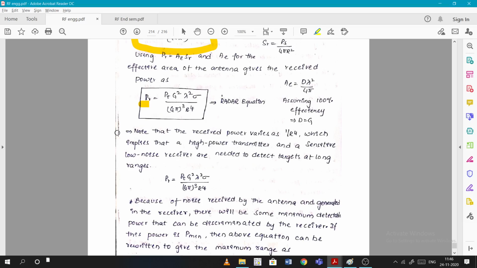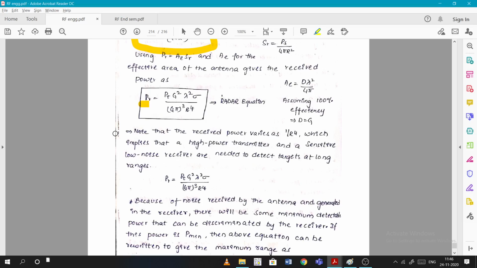Note that the received power varies as 1 by R power 4, which implies that a high power transmitter has a sensitive low power receiver. That means if the R value is increasing, if the target is so far, the signal has to travel that much distance and come back. Due to scattering and noise, the received signal will be so small, and even that small signal has to be detected by the receiver.